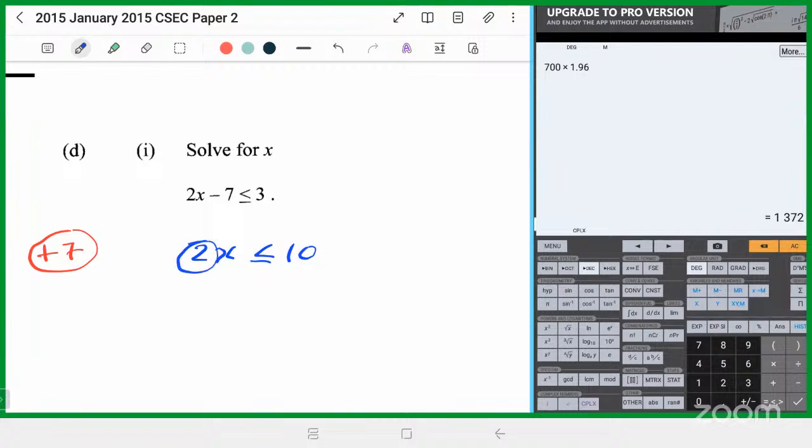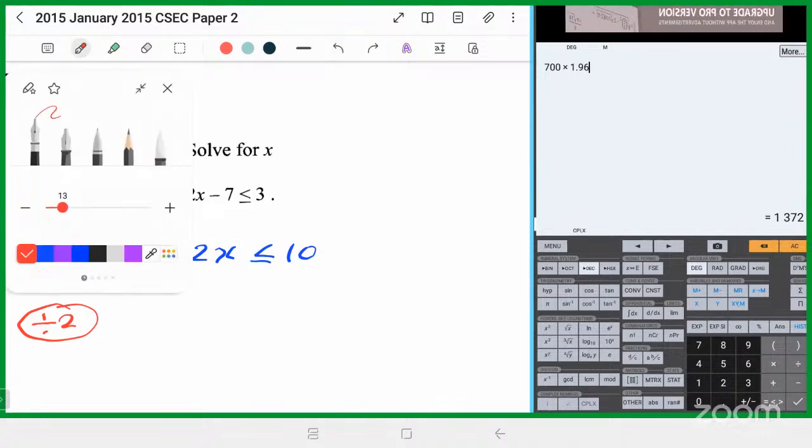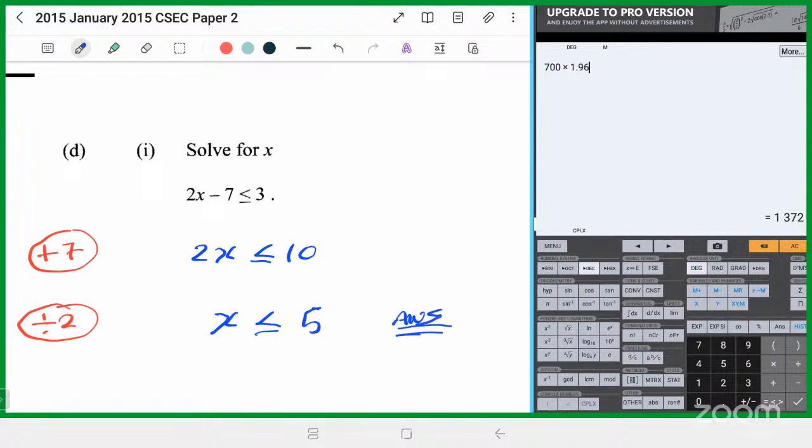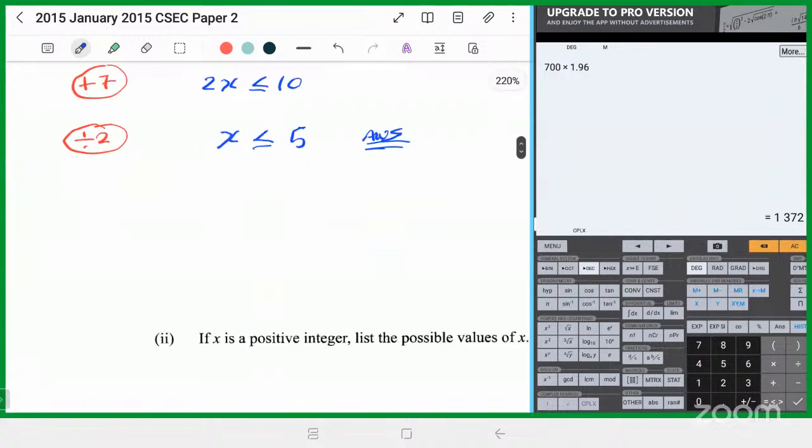Next, I need to divide both sides by 2. Because I'm dividing by a positive number, there's no need to reverse the sign. The sign stays as a less than or equal to. So when I divide this side by 2, it becomes x, and when I divide this side by 2, it becomes 5. x is less than or equal to 5. That's my answer right here. That's my solution. All right, part 1.